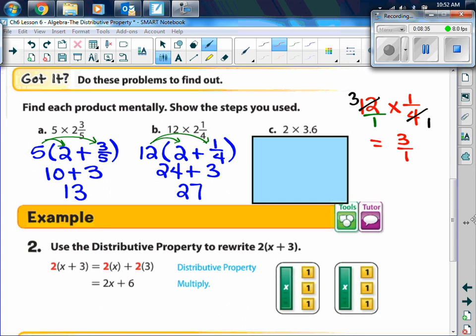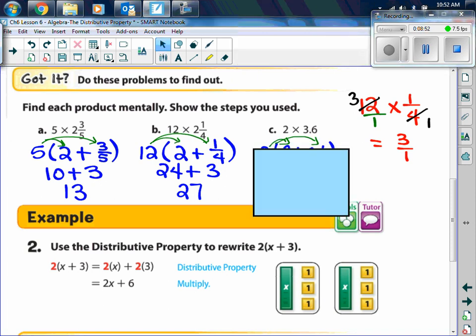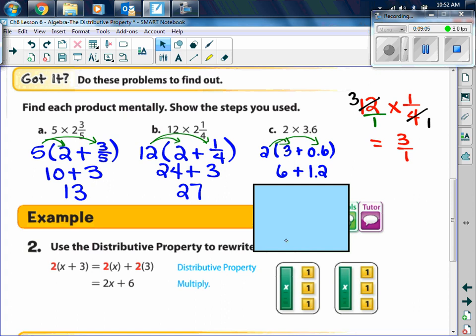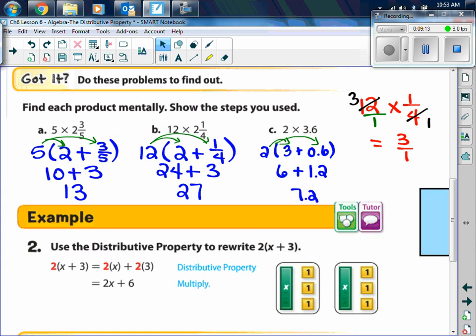This one is different because now we have a decimal in there, but it's not really that different because we can split up the 3 and the 6/10. Is everybody with me? So this will be 2 times 3 plus 6/10. So now you're going to use your distributive property. So 2 times 3 is 6, and 2 times 6/10 is 1.2. And then when you add those together, you get 7.2.